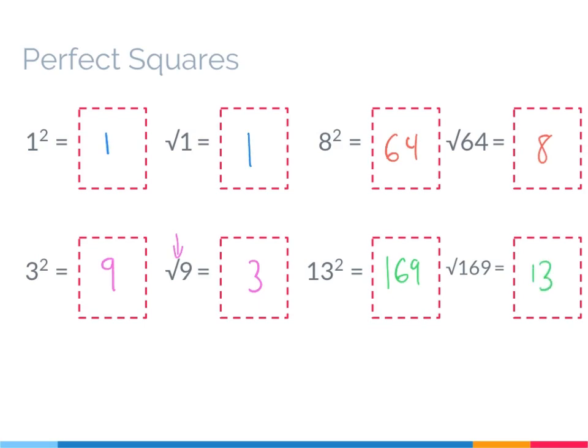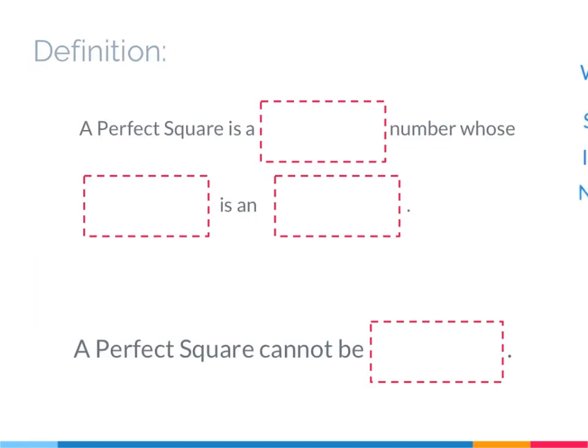Now let's take a look at an important definition. Here we are with our definition of a perfect square. A perfect square is a whole number whose square root is an integer, and a perfect square cannot be negative. It's very important to know that perfect squares cannot ever be negative. Remember, if you take a negative number and multiply it by itself, so negative 3 times negative 3, that's going to give you a positive number. So you're not going to have a square root of negative 9.